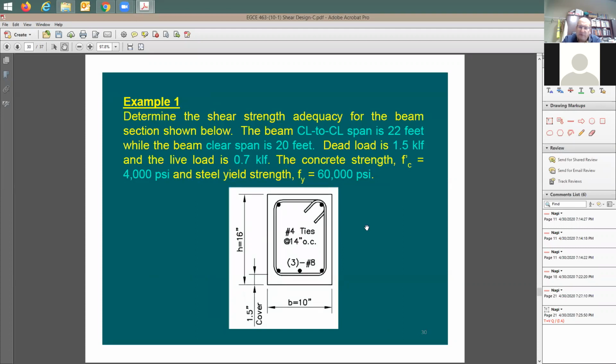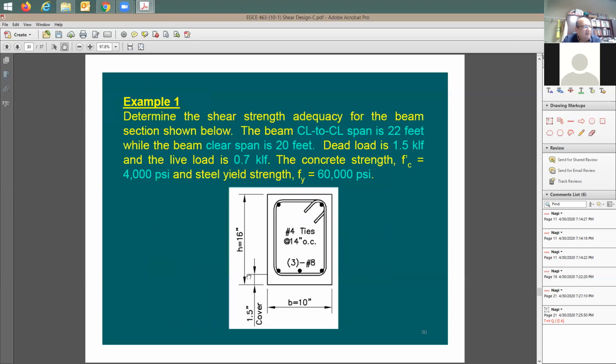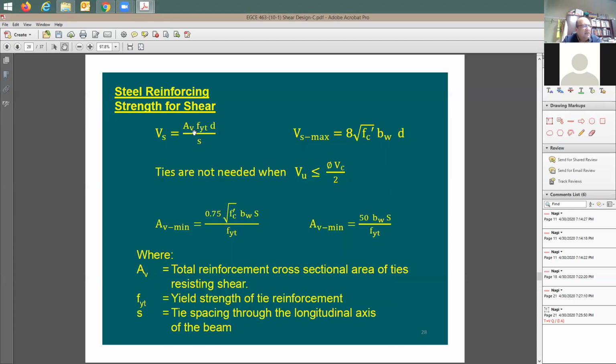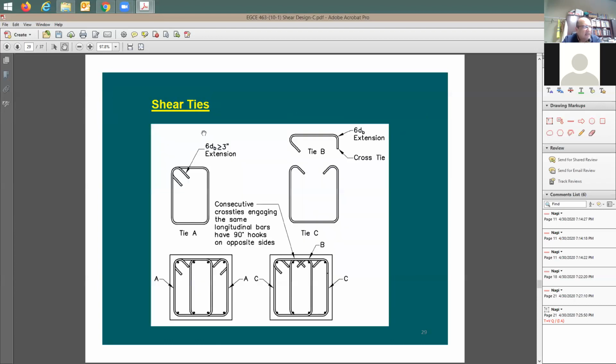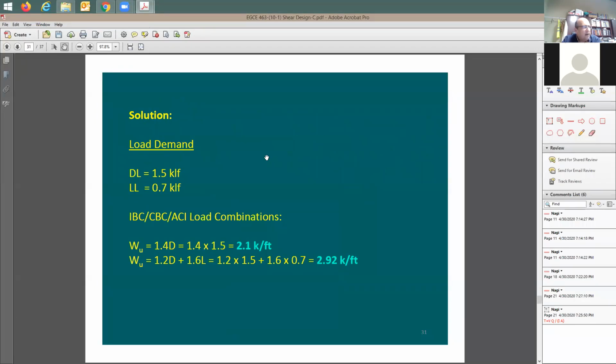Number 4 is going to be 0.2 square inches. I have a total of 0.4 square inches for A_v. s here is equal to 14 inches, like in this equation. d is going to be the effective depth. This is h. Effective depth is going to be equal to h minus the cover minus the tie minus 1/2 the rebar diameter. And with that, you're going to have the d. f_y for the ties, as given here in this example, is going to be 60,000 psi. Let's see the solution for this example.